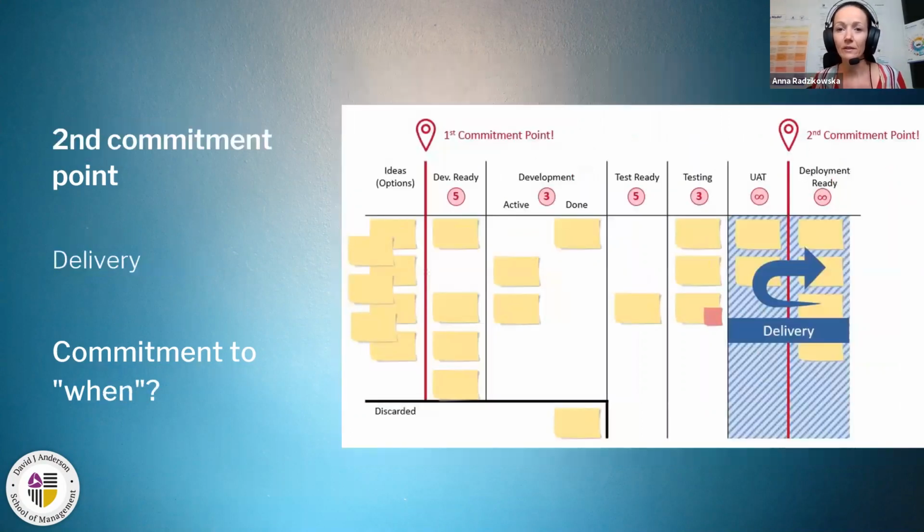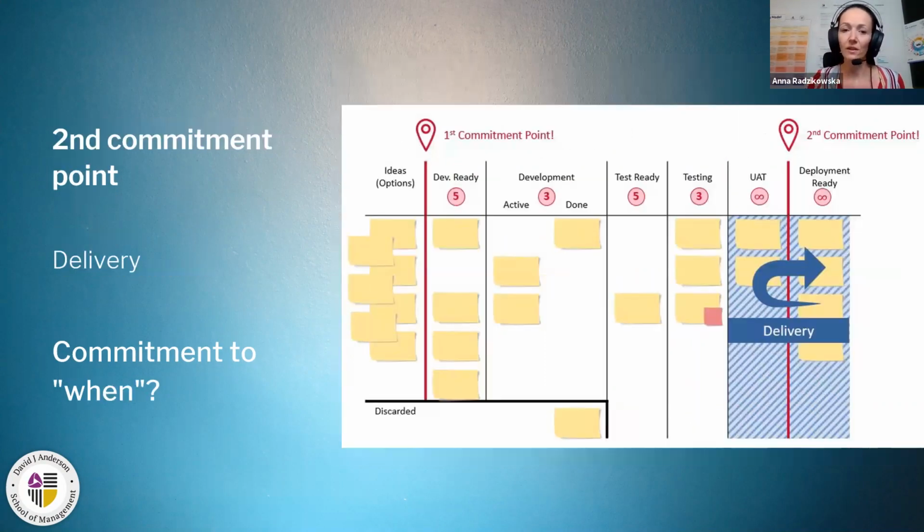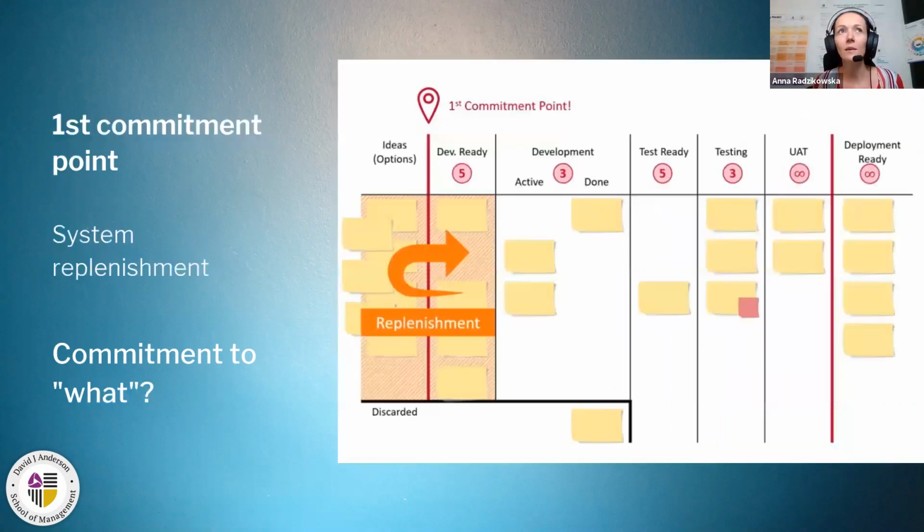The second commitment point is somewhere closer to the end of the process. In this particular case, it's in the testing phase. So an item went through testing to the UAT. We have user acceptance testing. And during the user acceptance testing, we already know that actually there are no defects. It looks good. We can take this item, we can deliver this item. So this is the moment when we commit to when. So here we committed to what we are going to deliver, and here we commit to when we are going to deliver it.